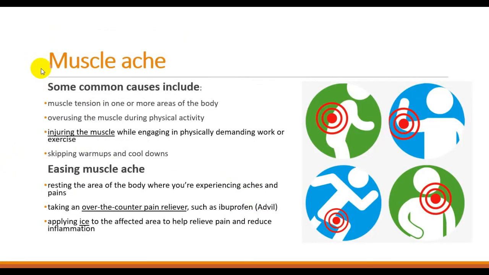The other kind of muscle problem that we are familiar with is muscle ache. The common causes of muscle ache are muscle tension in one or more areas of the body, or overusing the muscles during physical activities, like working all day, injuring the muscle while engaging in physically demanding work or exercise, or while carrying something. For example, you can injure your muscle while doing heavy exercises, or skipping warm up and cool down while exercising. It can cause muscle ache, and how can we ease it, how can we cure it?